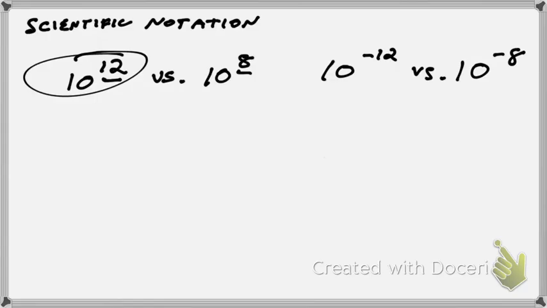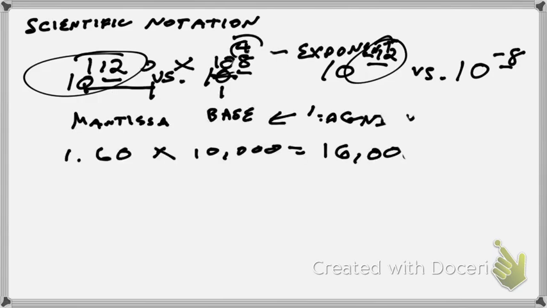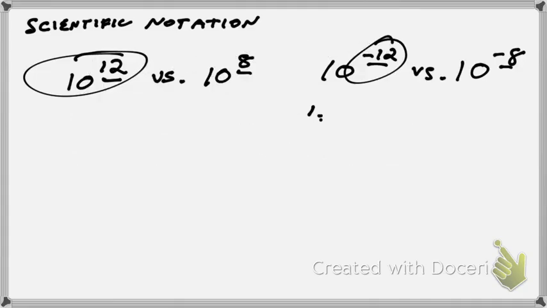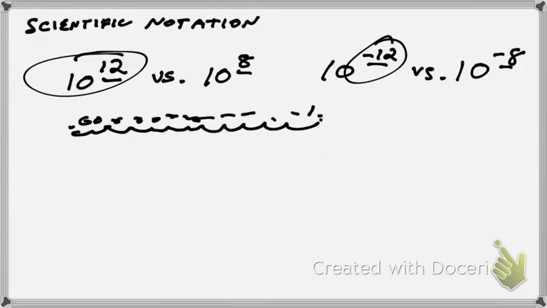Whenever you have a negative exponent like this, what that is saying is that if you took the number 1 and placed a dot here, in order to get to this negative 12, you would have to go 1, 2, 3, 4, 5, 6, 7, 8, 9, 10, 11, 12 places, 0, 0, 0, 0, 0, to get to that value.